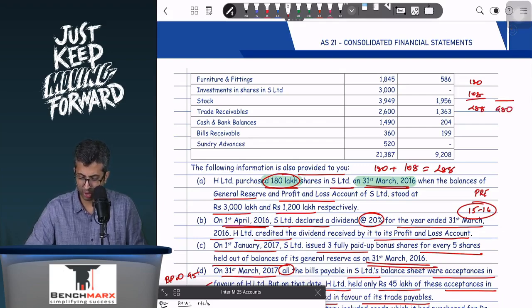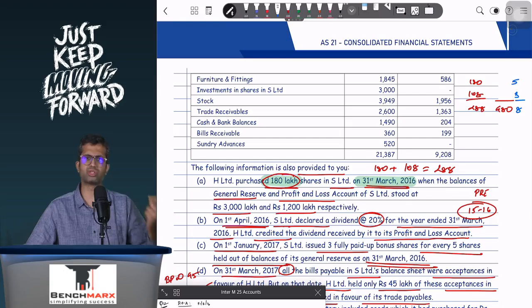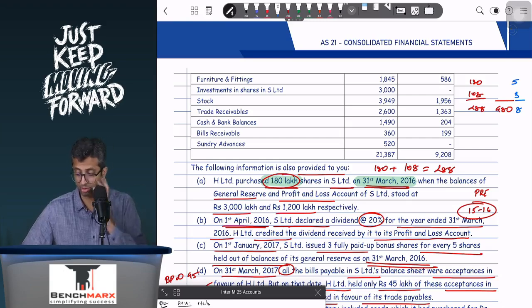Now if your bonus was for every 5 shares, 3 shares are given as bonus shares, pre-bonus there were 5 shares, 3 shares will be given as bonus, and hence total will be 8 shares. So 480 divided by 8 into 5. Can I say there must be 300 shares earlier? 180 shares would be given as bonus, and hence I will have 480.